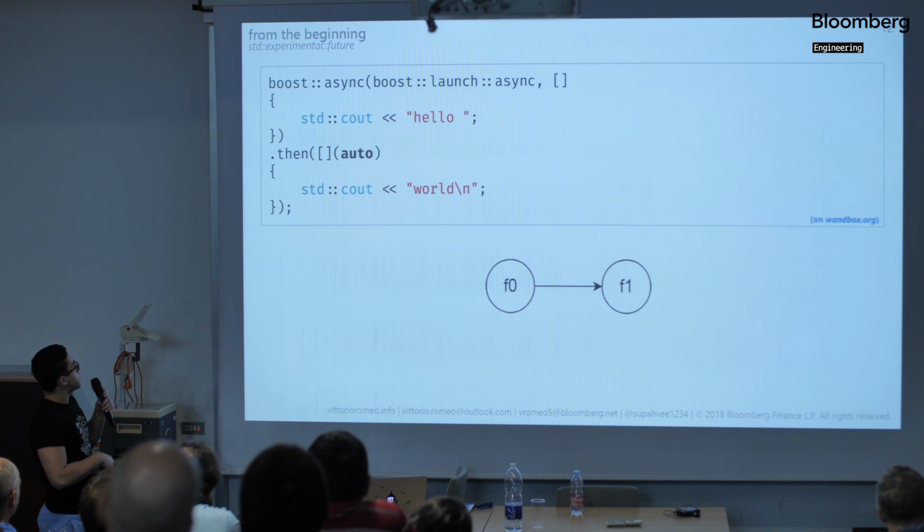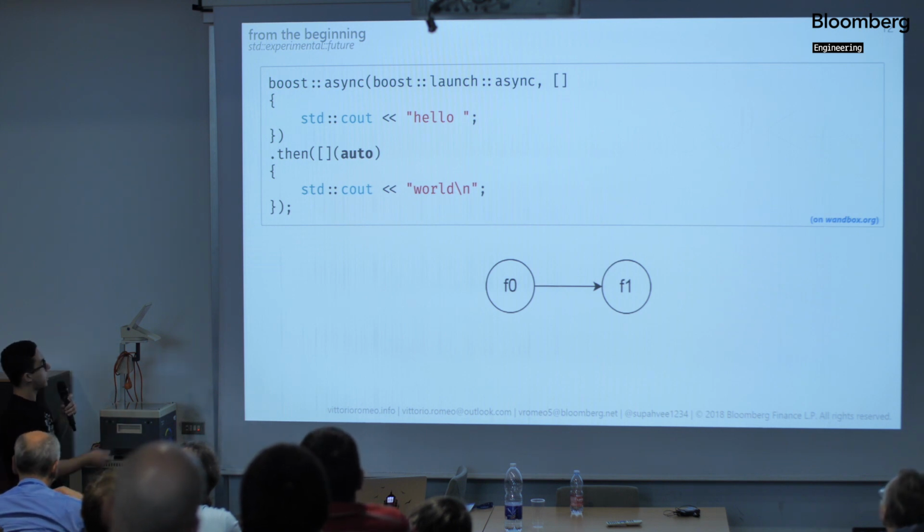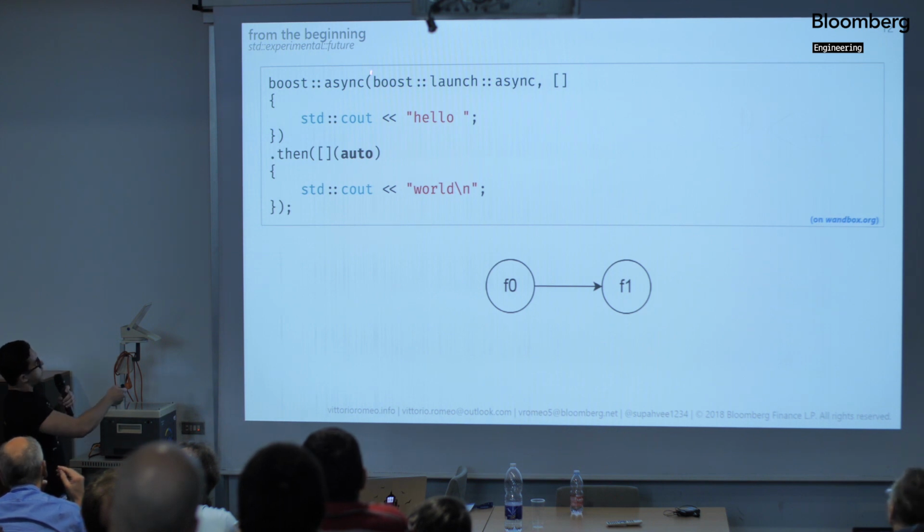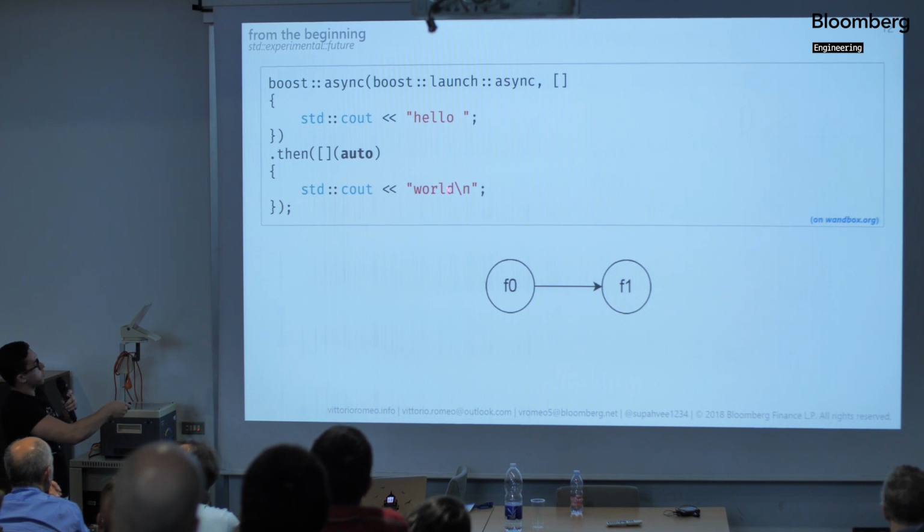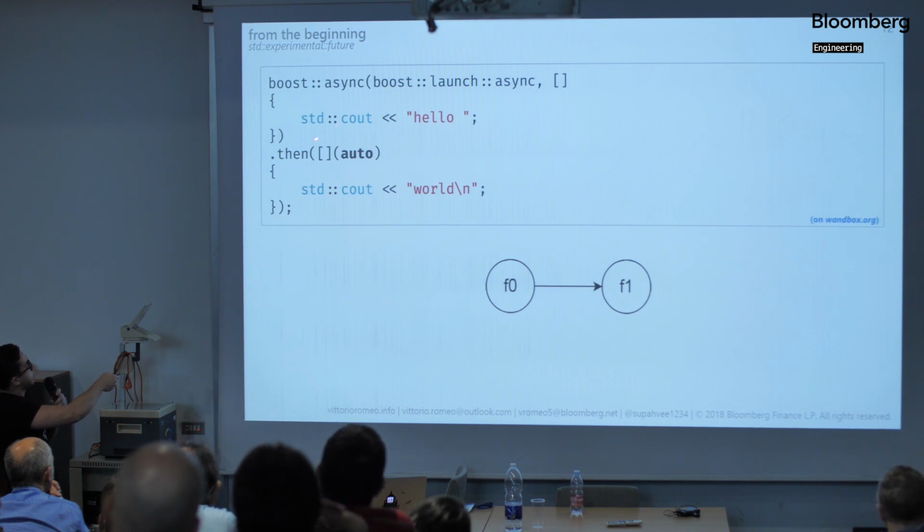So both the Boost Future continuations and the ones proposed for the standard look like this. You can say something like boost::async, launch this asynchronous action, .then, some lambda that takes the future as an argument, print out "world". In this case, this first action will be executed on a thread, and when this is done, this other action will be executed, passing the parent future as an argument.